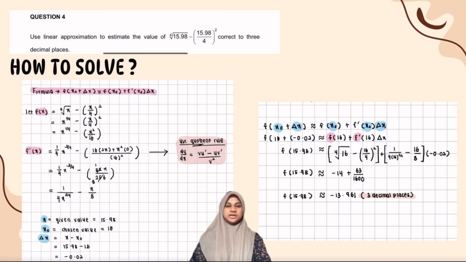Then we identify x0. We choose 16 because it is near 15.98. Then for Δx, we will get negative 0.02. Then we substitute everything into the formula. We will get approximately negative 14 plus 63 over 1600. And the final answer is negative 13.961.